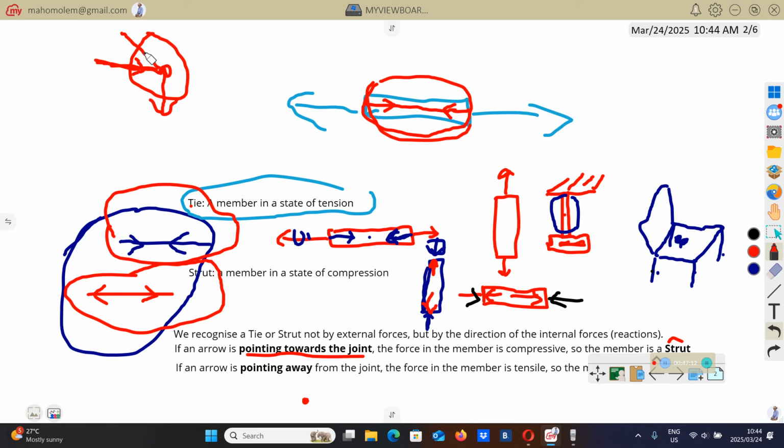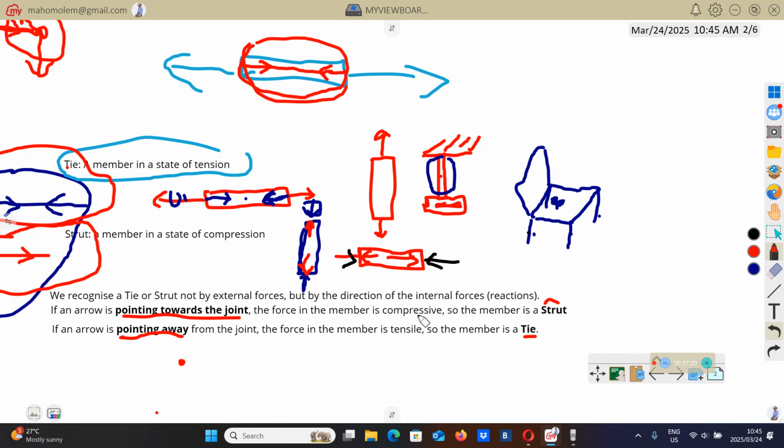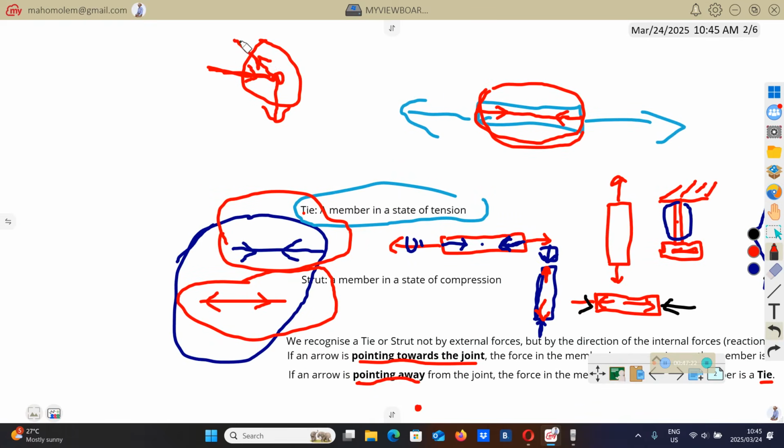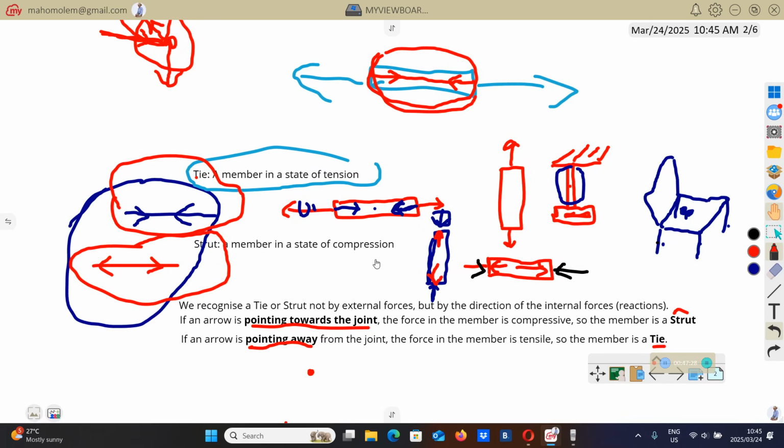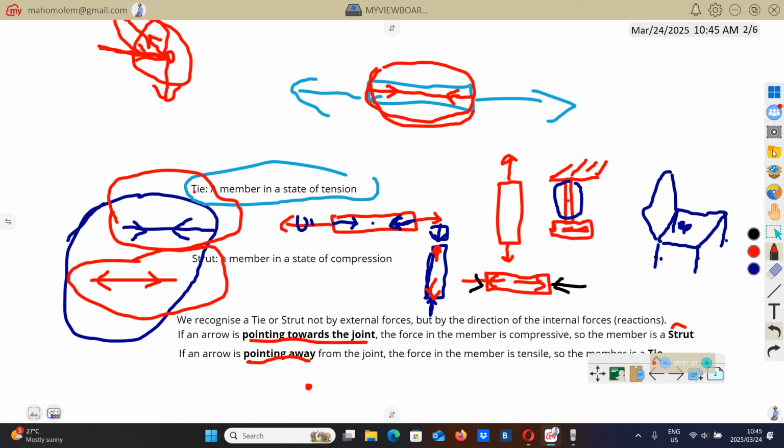Then if the arrow is pointing away, then that member we're going to call a tie. So we're going to call this member a tie. So it works like that.